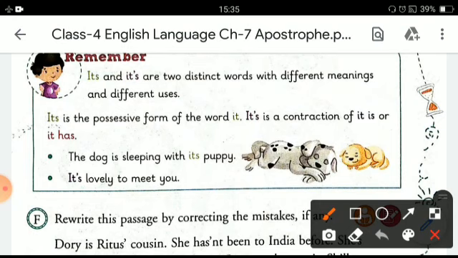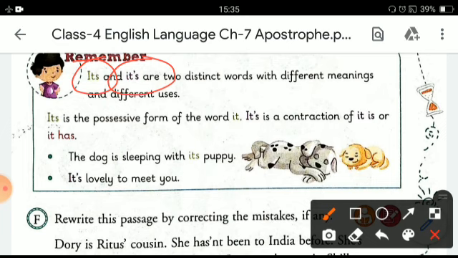Remember, it's and its are two distinct words. Just see, the word it's using an apostrophe, and its without using an apostrophe. These are two distinct words with different meanings and different uses.